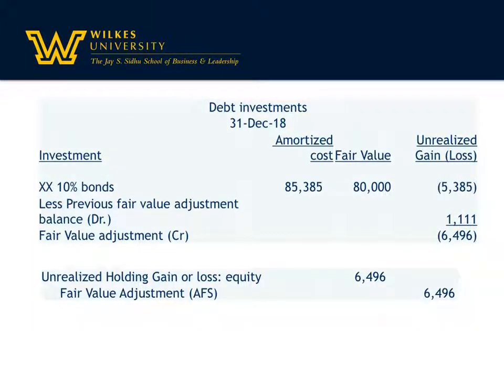So the journal entry is a debit to unrealized holding gain or loss in equity and a credit to the fair value adjustment for $6,496. Now the adjustment portion related to these bonds is going to be the $5,385. So if we're going to sell the bond, we're going to need to reduce this amount.